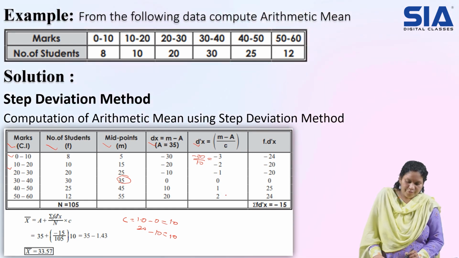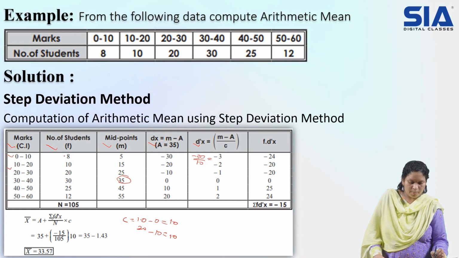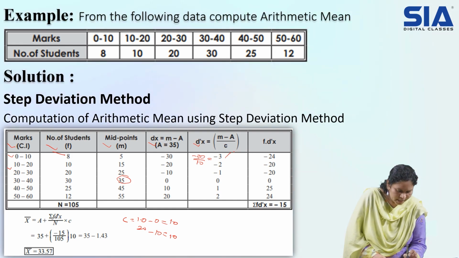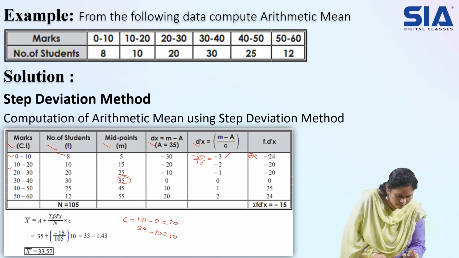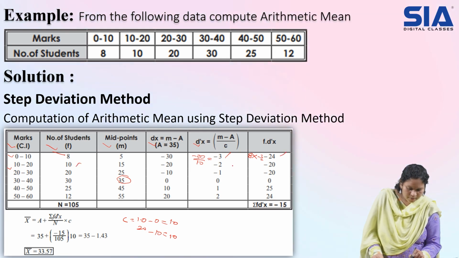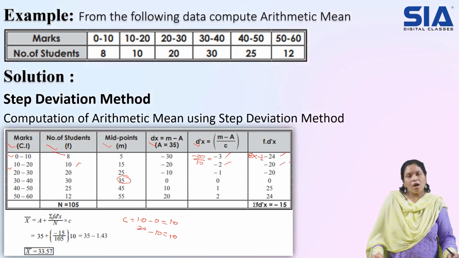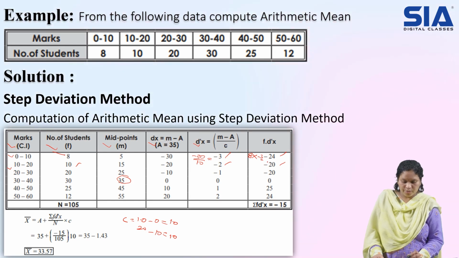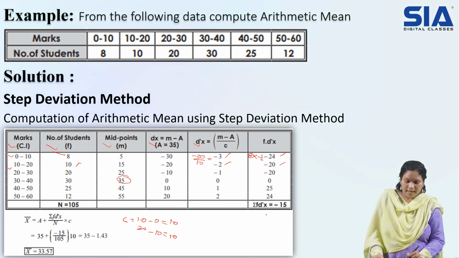Next, finally, go for the f into d dash of x column. The frequencies should be multiplied with your last column, the d dash of x column. 8 into minus 3, that is minus 24 you will get. In this way we calculate the last column, frequencies multiplied with d dash of x values. Similarly, for the next value, 10 multiplied with minus 2 is minus 20. Similarly, all frequency values you multiply with d dash of x values, and you get the f into d dash of x column. You add up that column, minus 24, minus 20, and so on, and you will get summation f d dash of x. That is your last column.